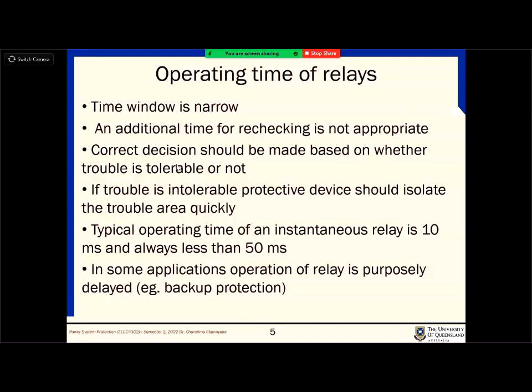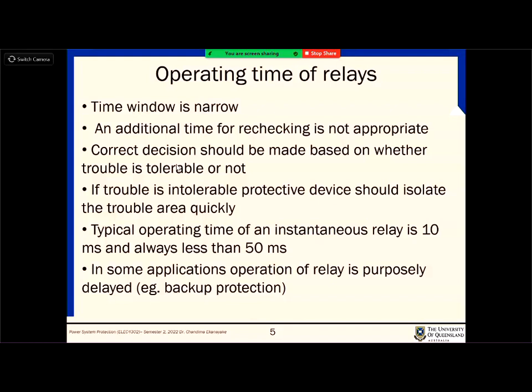But some relays are called instantaneous relays. Do you think that instantaneous relays means that they operate instantaneously? No, no way, right? There is a small time delay, but that time delay is considered instantaneous because you are not forcefully delaying it. The relay has its own delay, but you are not forcefully delaying it. So typically, as I mentioned here, instantaneous relays can be from 10 milliseconds, always less than 50, right?